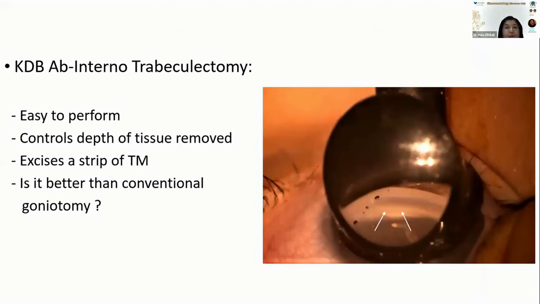At the moment, we are finalizing the results of a study that compares conventional goniotomy to goniotomy using the KDB, with a year of follow-up, and we hope that we will be able to publish our results soon.